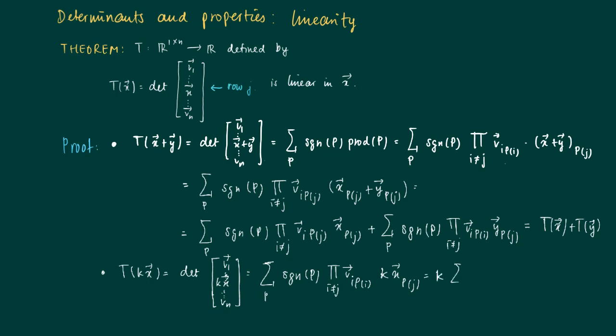So now we're going to take out k from these products and put it outside the sum. So we get k times the sum of the sign of p times the product over i unequal to j of v_i at p_i times x at p_j, which is actually k times the determinant of the matrix with the jth row equal to x. So this is k times T of x.